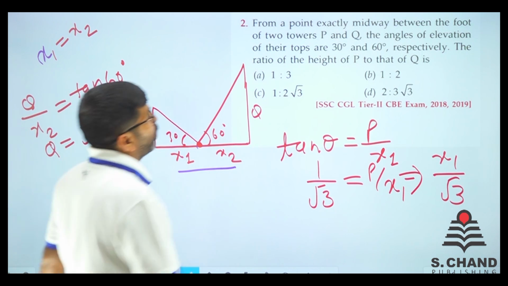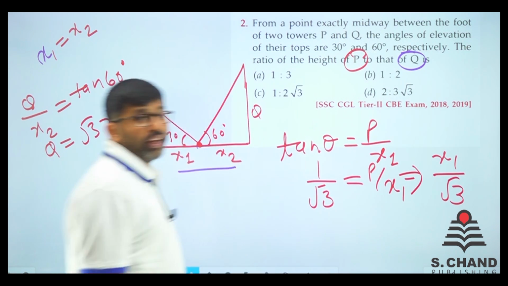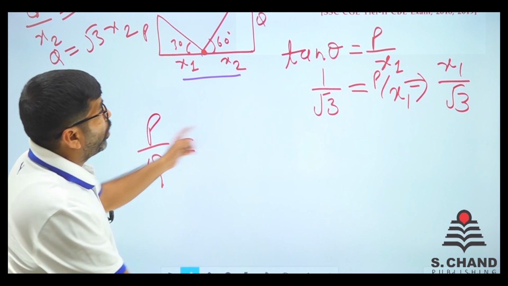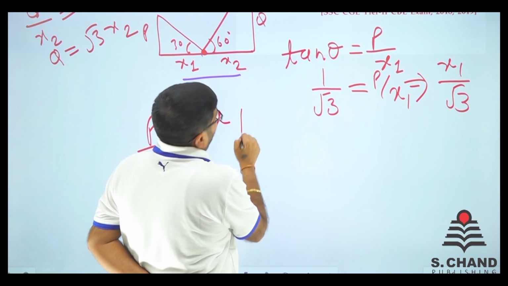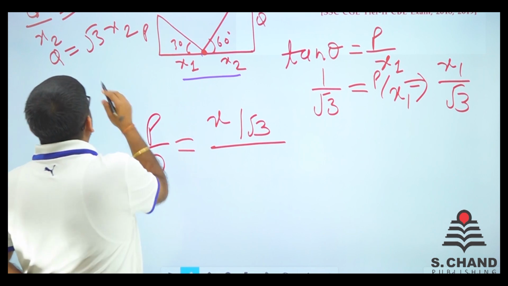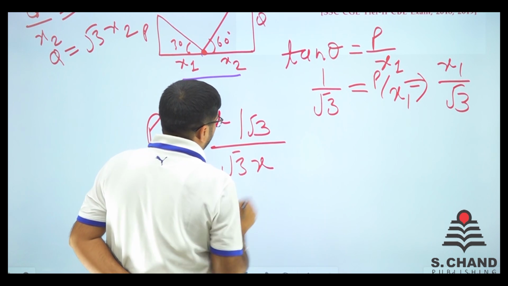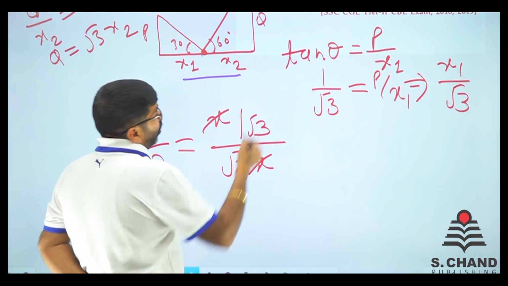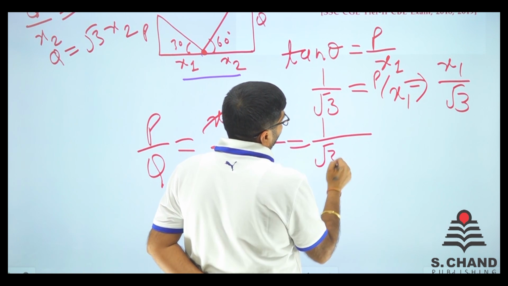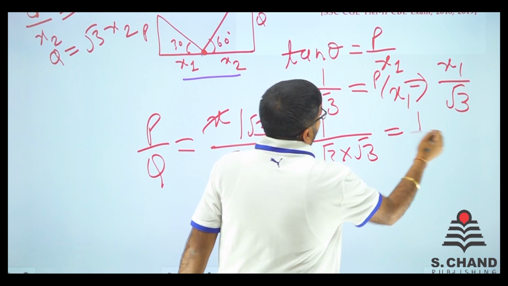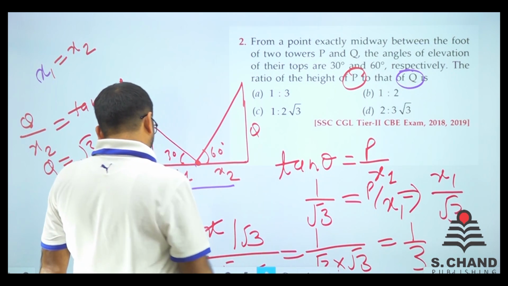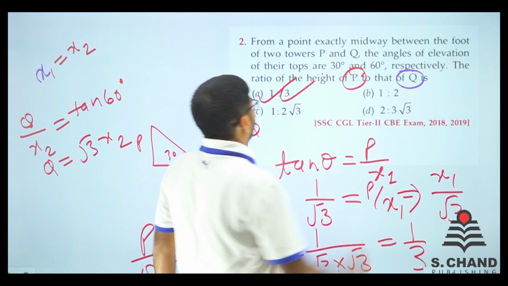So what is required? We want the ratio of heights. So P by Q, that is the ratio of heights. What is P? x by root 3. Why x? Because we know that x1 and x2 are same. And here it is root 3x. So x gets cancelled out. Root 3 comes in the denominator. So it becomes 1 upon root 3 into root 3, which is equal to 1 upon 3. So the answer is 1:3. Is there any option like 1:3? Yes, it is 1:3. Here we go.